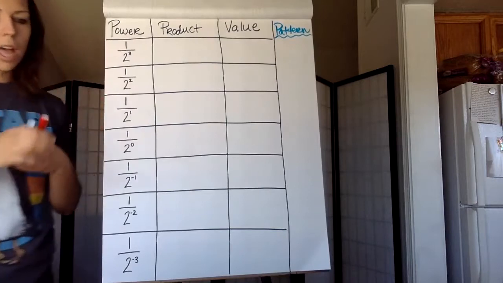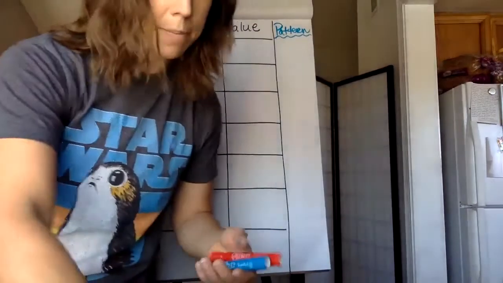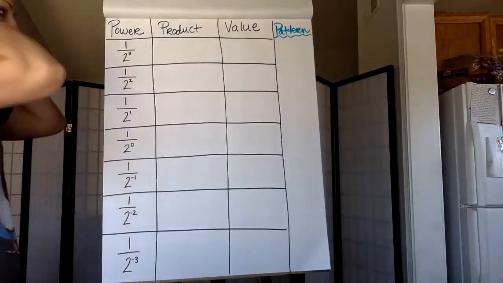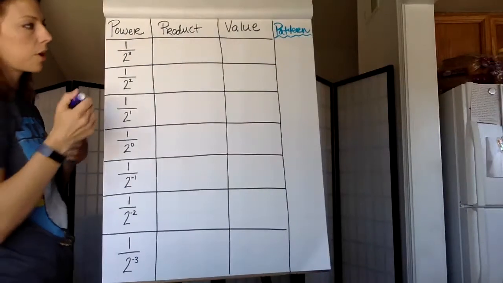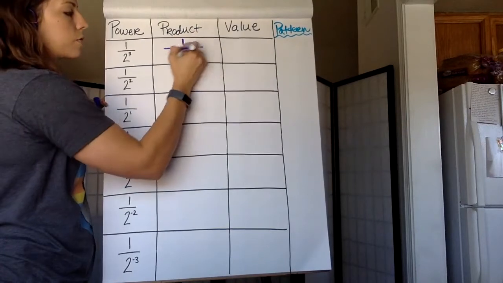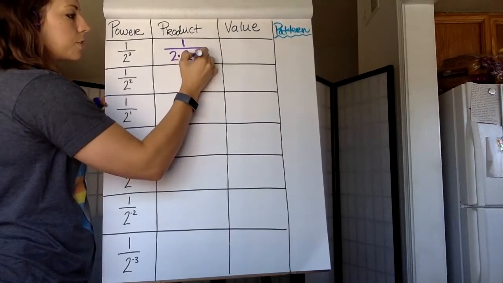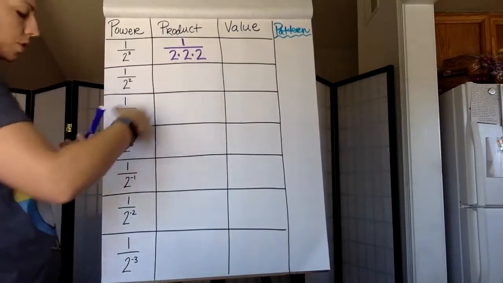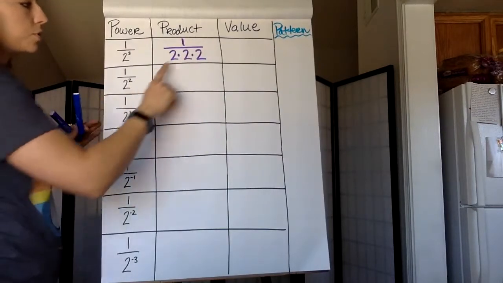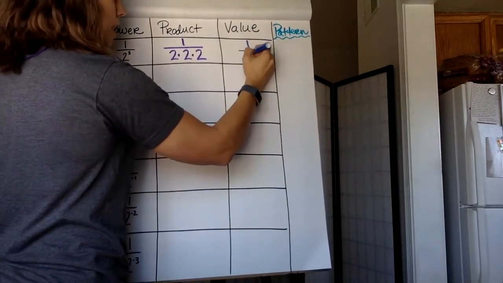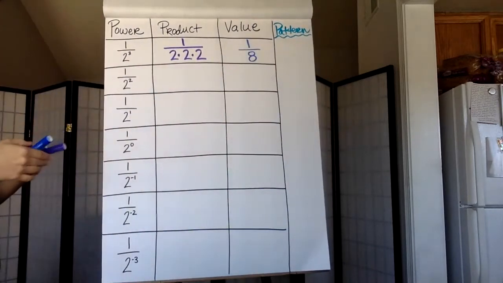Okay, so now I'm going to do the same thing that we did before, which is do the ones that we feel comfortable with. So 1 over 2 to the third power. I'm just going to expand that 2 to the third power. That means 1 over 2 times 2 times 2, right? We feel pretty confident with that. So what is 2 times 2 times 2? 2 times 2 is 4, times 2 is 8. So this has a value of 1/8. Okay, pretty cool. Let's look at the next one.